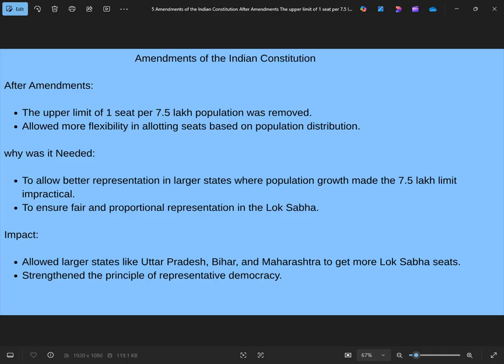based on population distribution. Why was it needed? To allow better representation in larger states where population growth made the 7.5 lakh limit impractical, to ensure fair and proportional representation in the Lok Sabha. Impact: allowed larger states like Uttar Pradesh, Bihar and Maharashtra to get more Lok Sabha seats. Strengthened the principle of representative democracy.